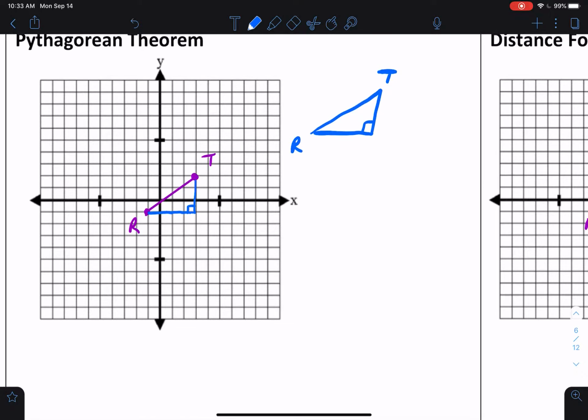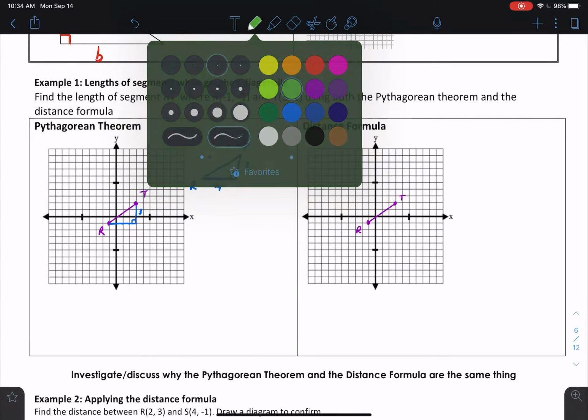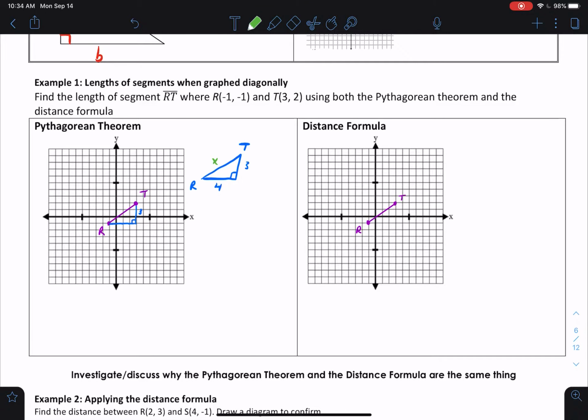Now I can count just the vertical distance and the horizontal distance. So T down, that would be 1, 2, 3. That would be a height of 3. R over 1, 2, 3, 4, that would be a base of 4, okay? So if I say RT is going to be x, to use the Pythagorean theorem I would just use 3 squared plus 4 squared is equal to x squared, okay?